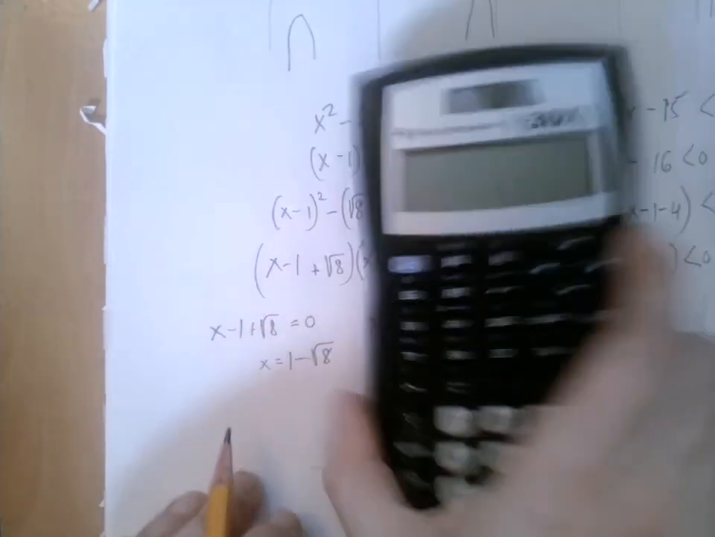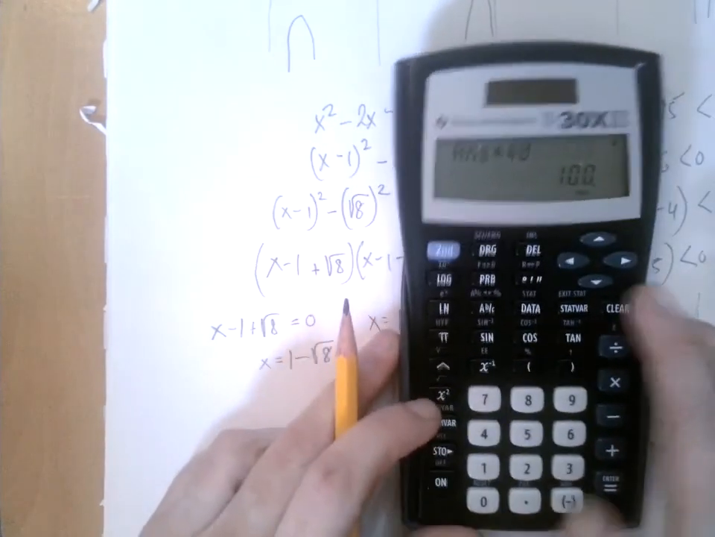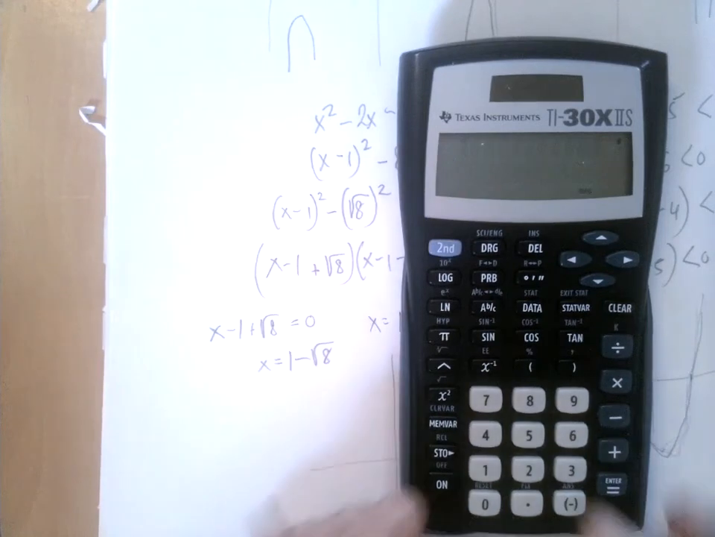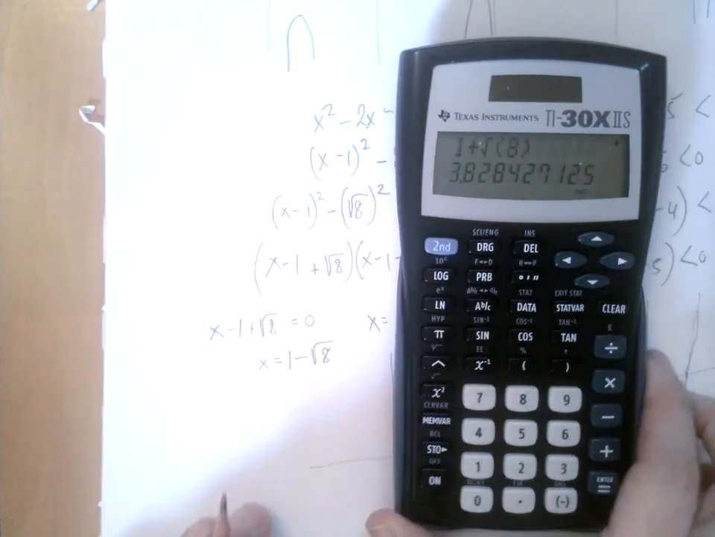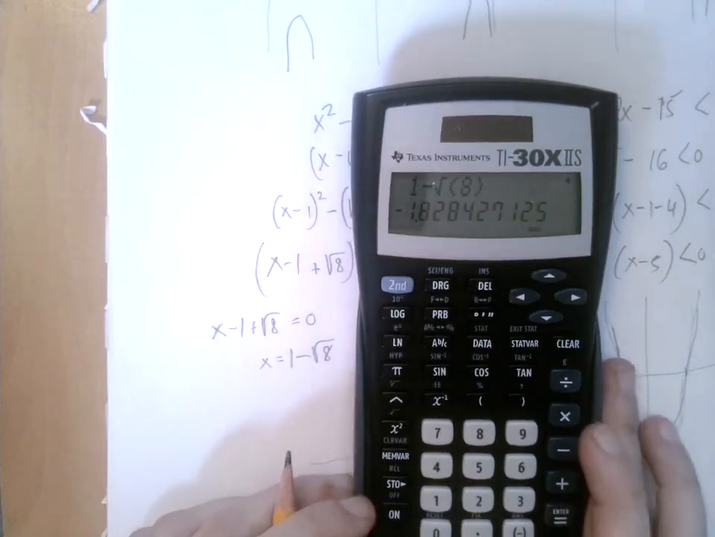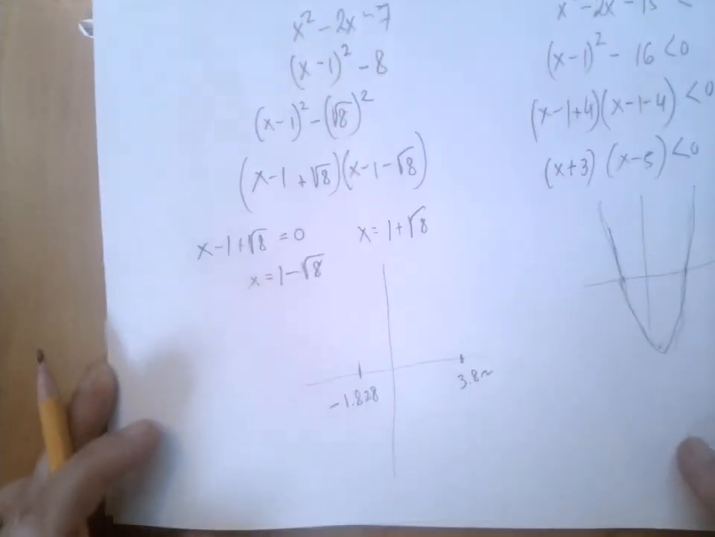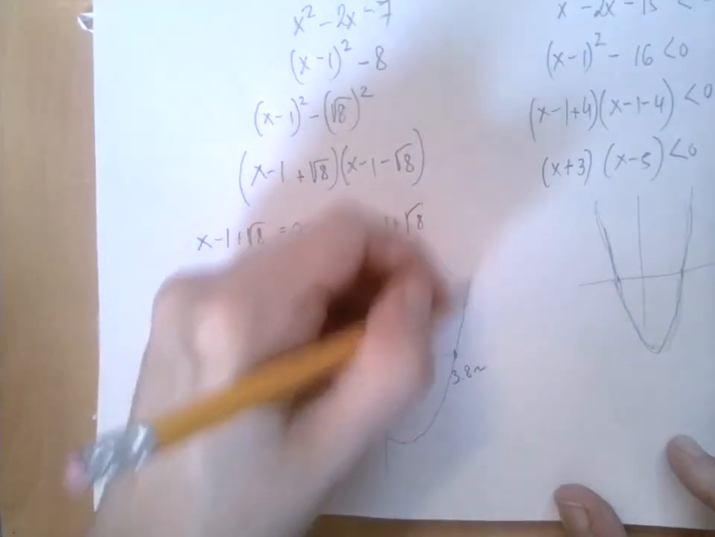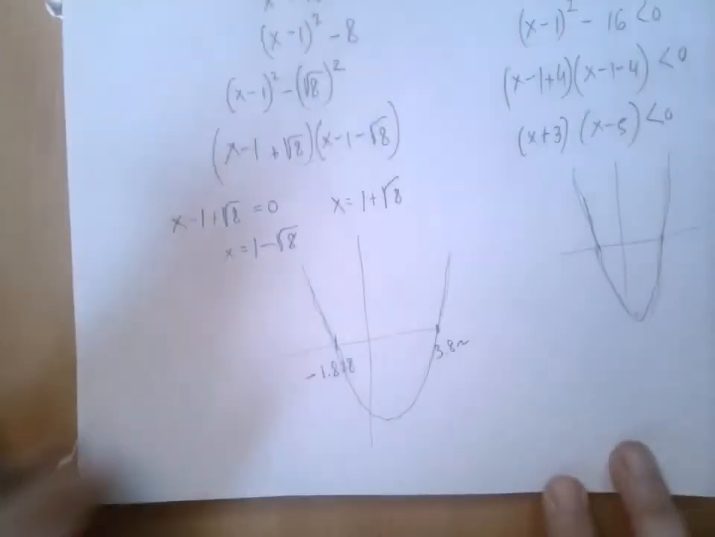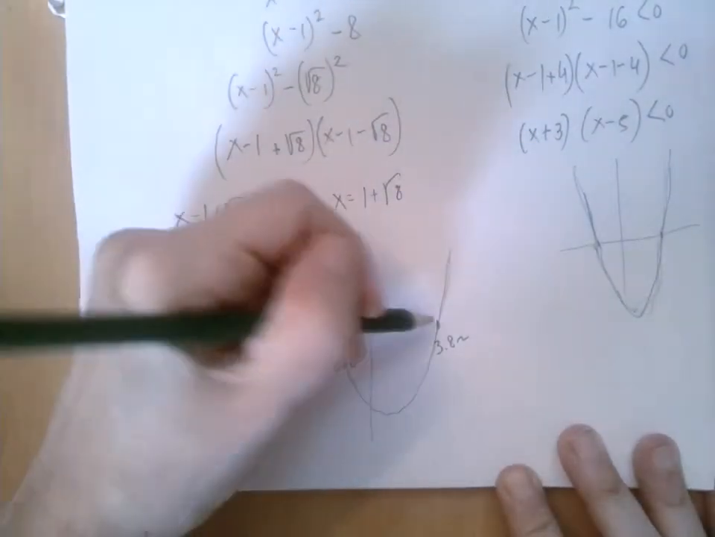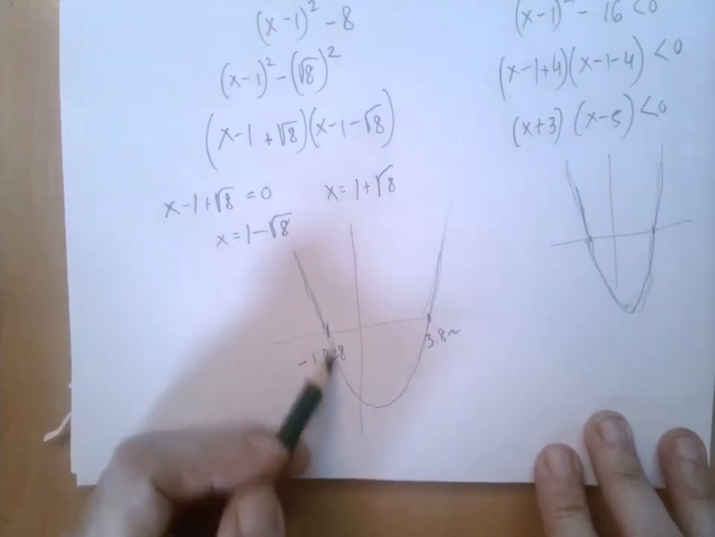But as I said, we can also use the calculator to get decimal. Approximation is 3.82 and change. And the other one is -1.8. And then even though the numbers are intimidating, the geometry is the same. If the inequality says greater than, we find this part. If it says less than, then we find the in between.